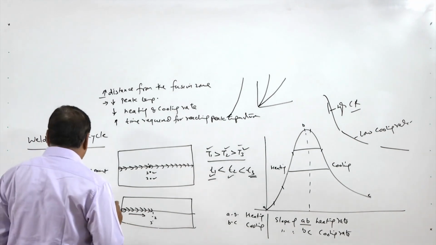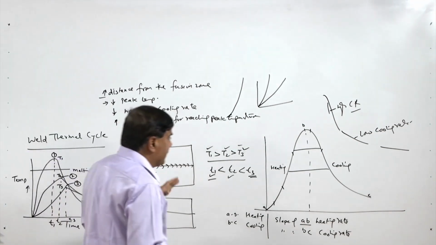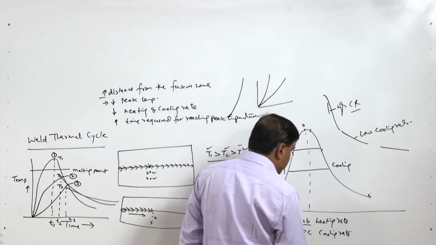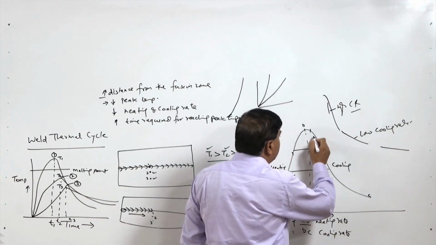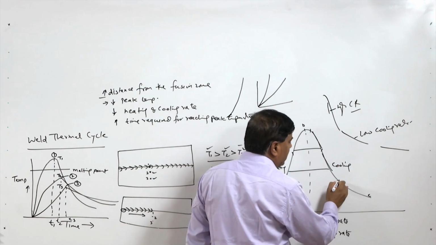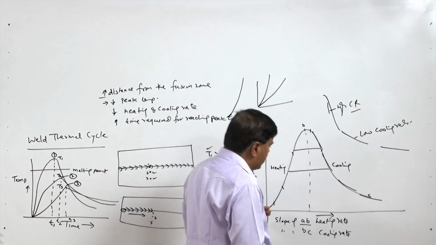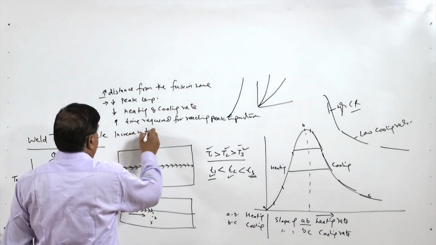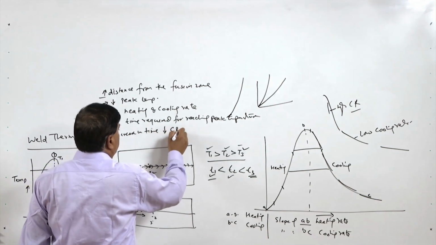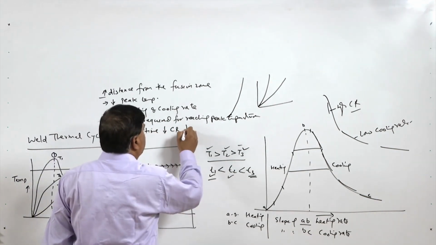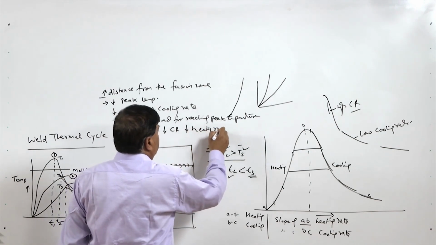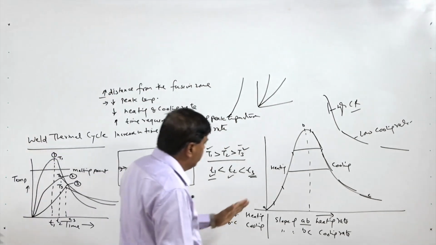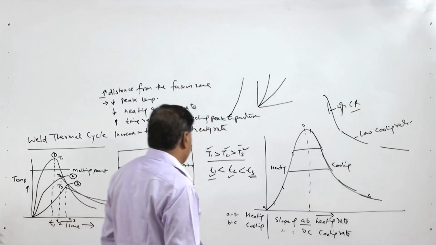There is one more point related with the weld thermal cycle, that as a function of time, as the time increases, the slope keeps on decreasing. This is what we can see. So increase in time basically decreases the cooling rate, and also it decreases the heating rate. These are the 4 pieces of information which can be gathered from the weld thermal cycle of a particular point.